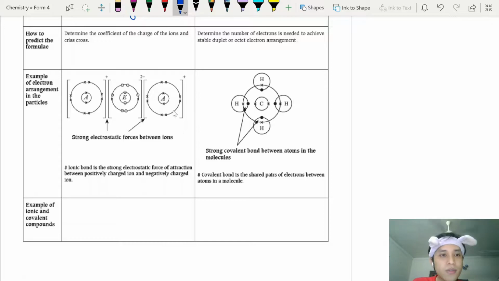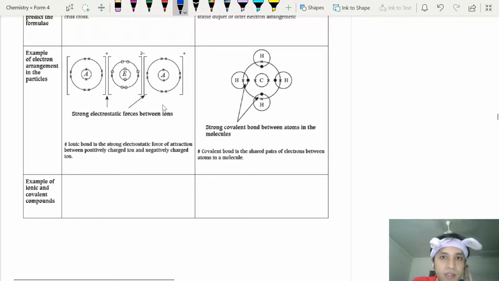So let's look at the electron arrangement. Remember, when they ask you to draw the electron arrangement, this is how you're supposed to draw it. For ions, it must be in brackets with the charge. And then it must be sandwiched between alternate, opposite ions: positive, negative, positive. You cannot put positive, positive, negative. So you need to remember these two important things. In between ions is what we call the strong electrostatic forces. During your explanation, you are going to use this a lot.